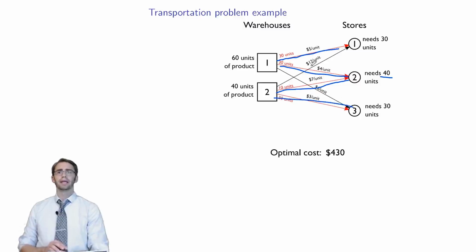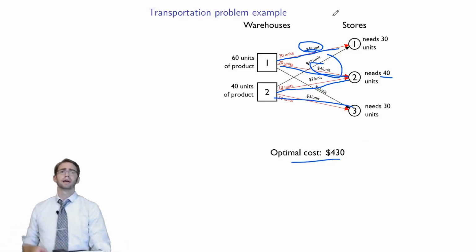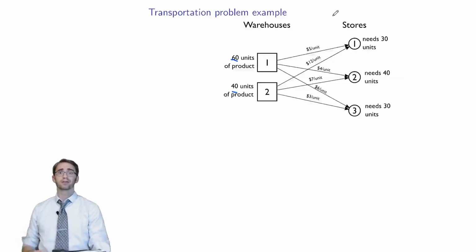So warehouse 2 sends 10 units to store 2, and then warehouse 2 sends its remaining 30 units over to store 3. And if you add these numbers up, if you add 30 times 5 plus 30 times 4, and so on and so forth, you'll see the optimal cost turns out to be 430. That's the answer, and I'm showing you that just so you have a sense of what is under your control and what isn't.